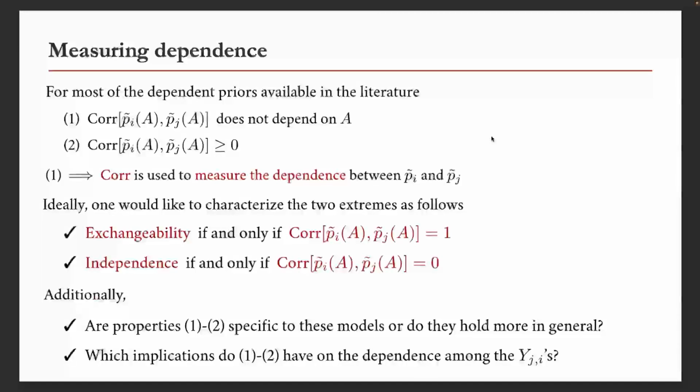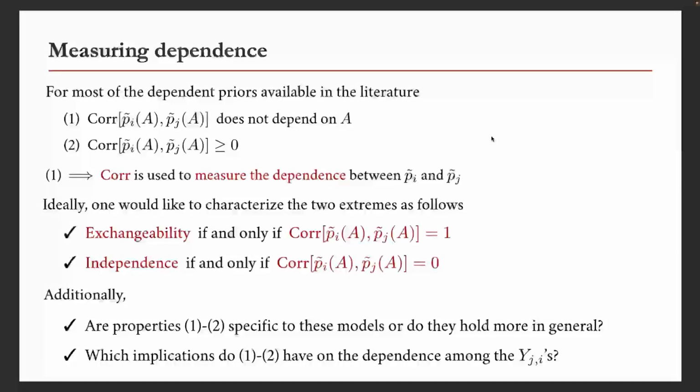So ideally, one would like to characterize dependence and also the distance between the two extreme cases, such that exchangeability occurs if and only if the correlation is equal to 1, and independence occurs if and only if the correlation equals 0. Well, the first condition is easier to attain, the second one is not.